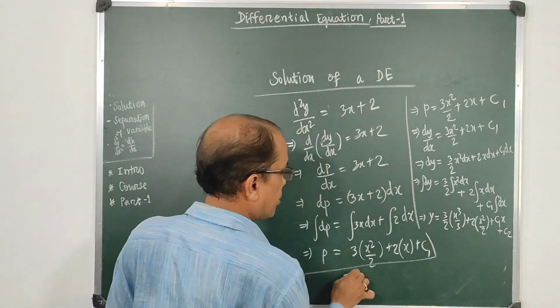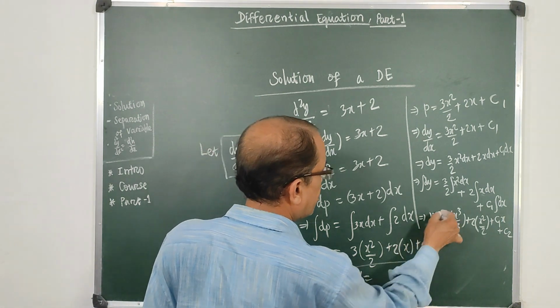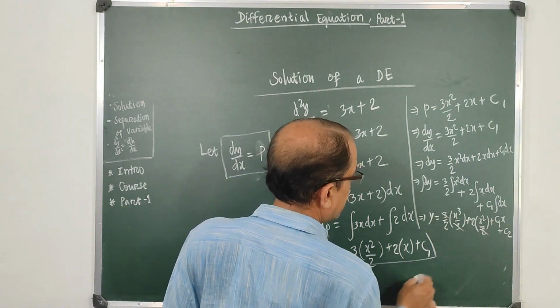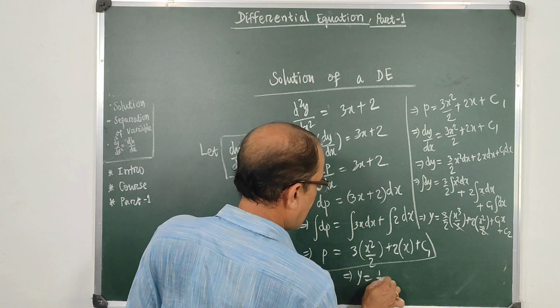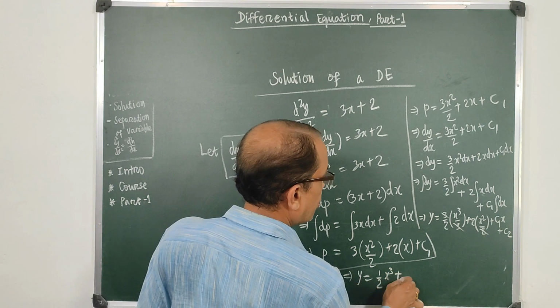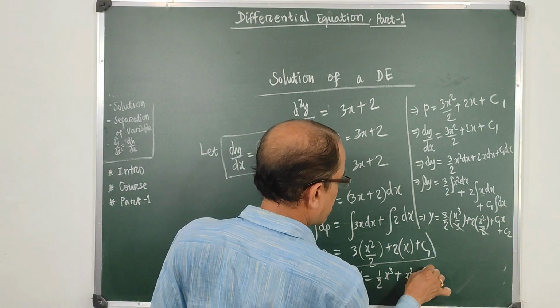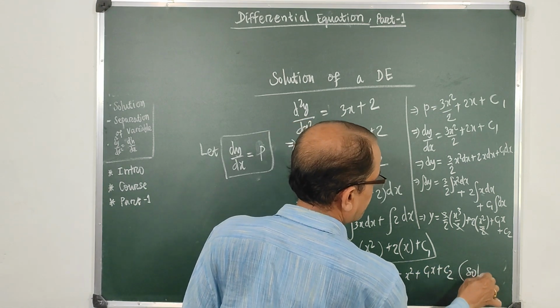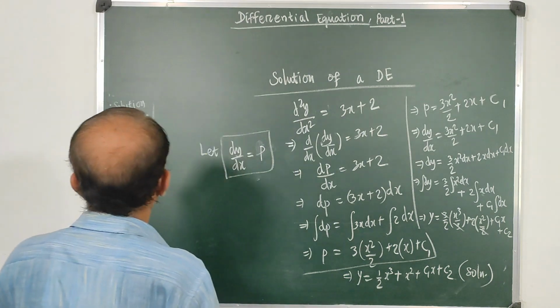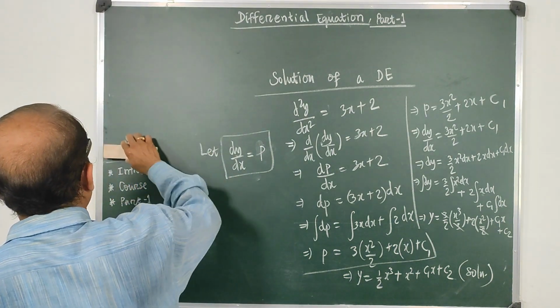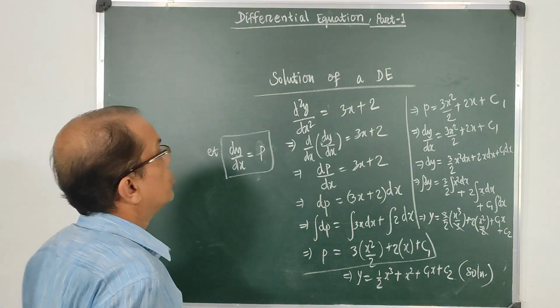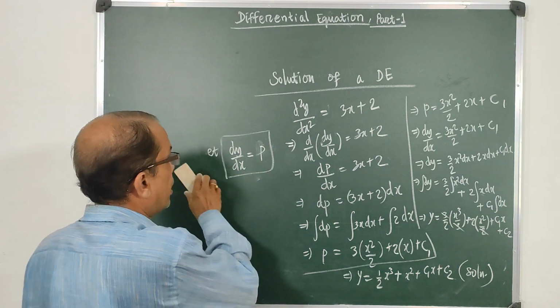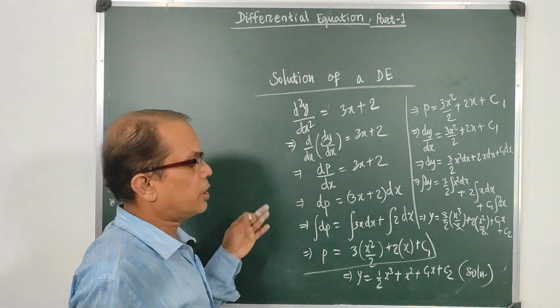If we simplify, 3 cancels here, 2 cancels here, so you get y is equal to half x cube plus x square plus c1x plus c2. This is the solution. So in this case we have used the methods for solution of a differential equation where we only have to separate the variables.